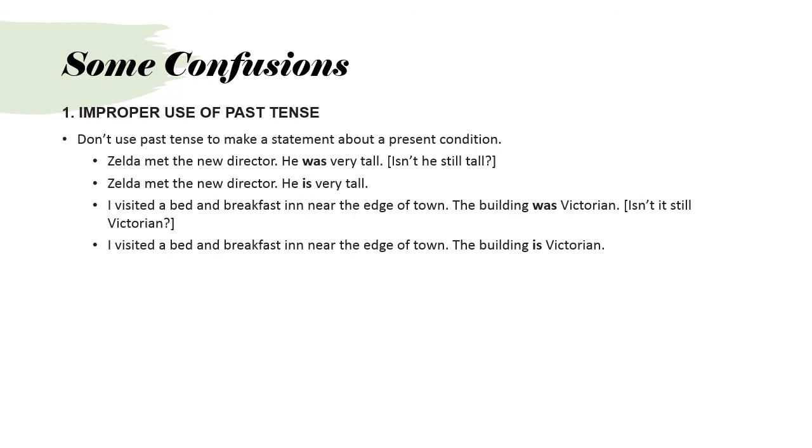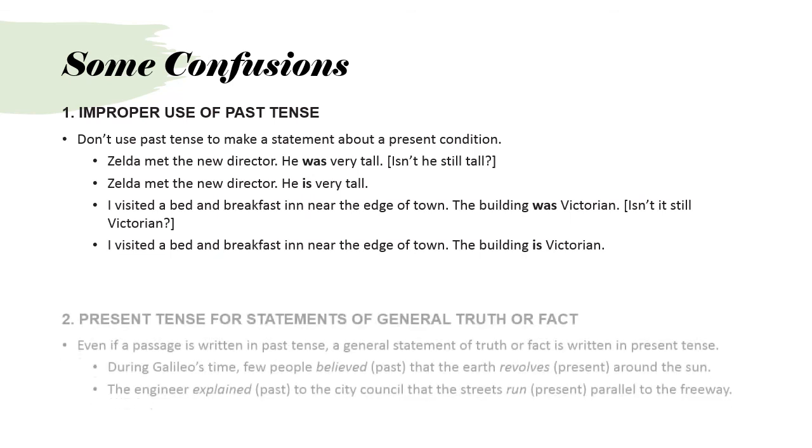I visited a bed and breakfast inn near the edge of town. The building was Victorian in its model. Isn't it still Victorian? So it's better to use is Victorian rather than was Victorian, because we are making a statement about the present condition.